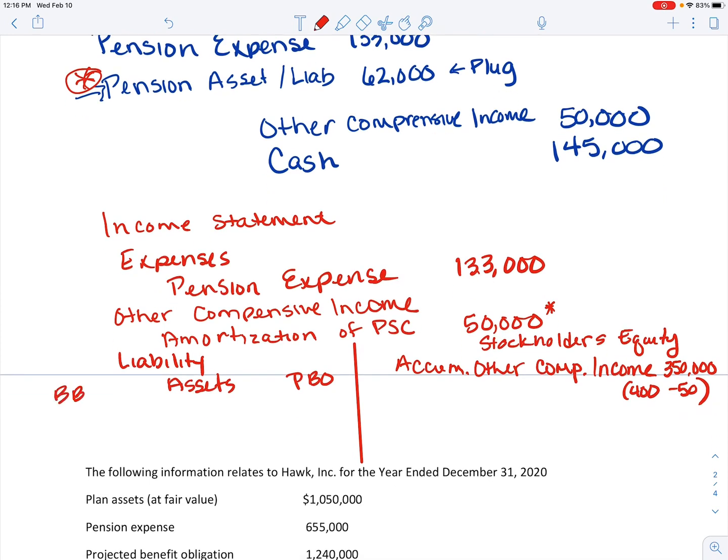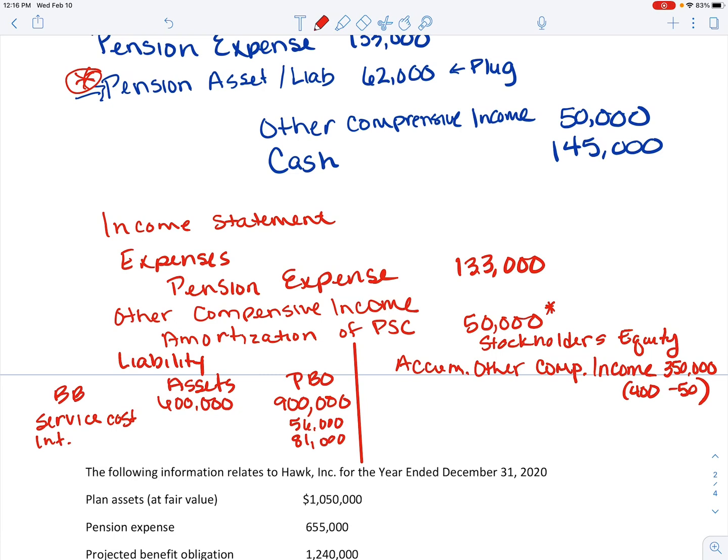So we'll start with our beginning balance. This is given to us up in the problem: $600,000 for our plan assets, $900,000 for our obligation. Some of the things that go into play here for our obligation are the service cost, which was $56,000, and the interest, which was $81,000.